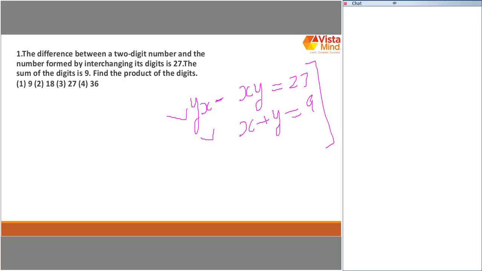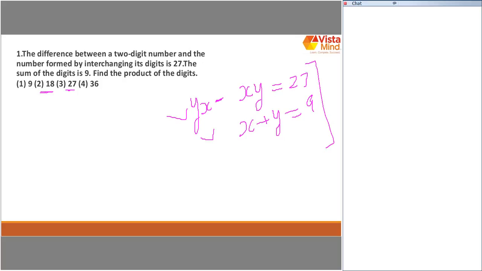How to go about this question? First of all, I need to check that the answer should have digits with a sum of 9. So if I check this, 8 plus 1 is 9, 2 plus 7 is 9, 3 plus 6 is 9.